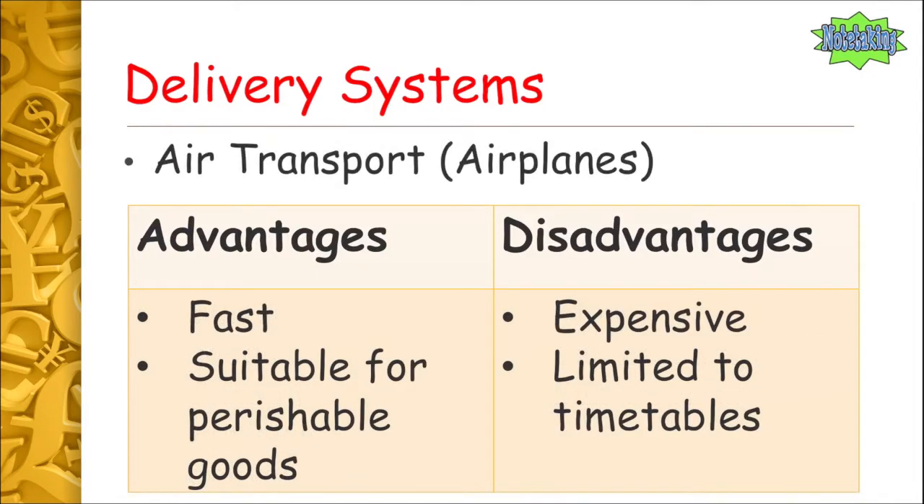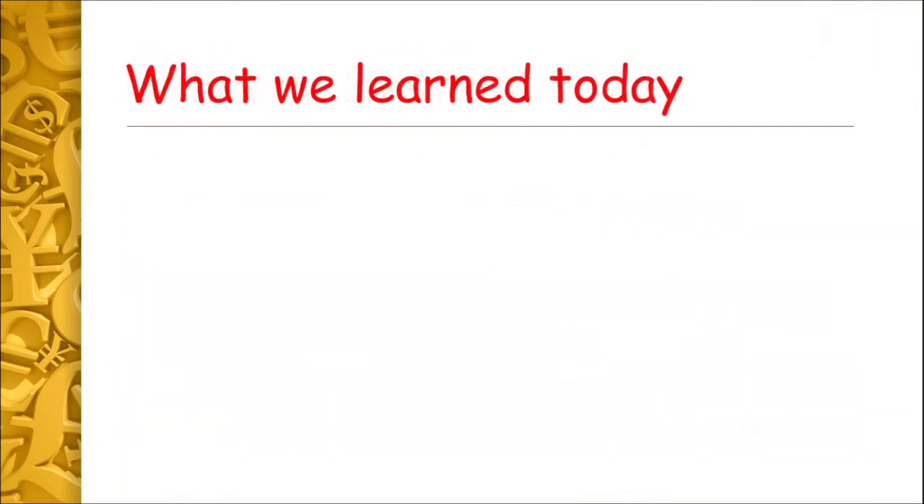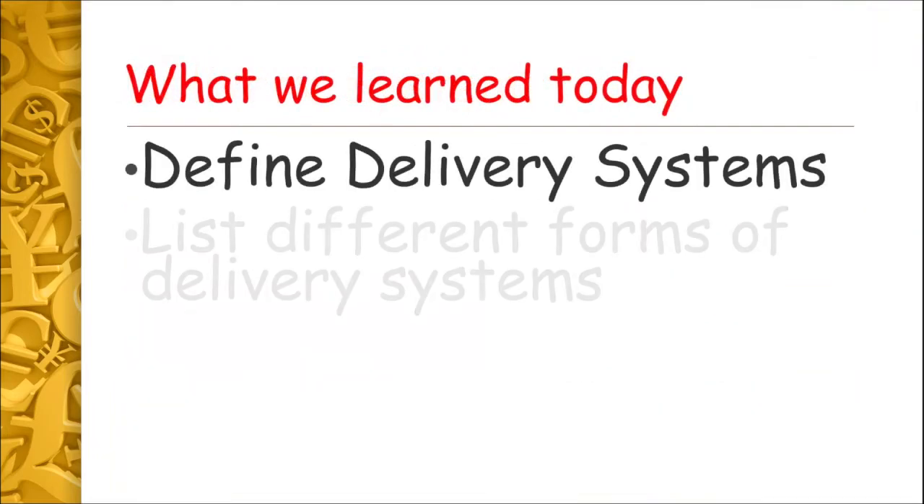And finally, air transport then, which are airplanes. Well, the advantage is it's fast. You can fly anywhere around the world in a reasonably short period of time, which makes it great for perishable goods. What do you mean by perishable goods? These are goods that can go out of date. So, for example, fruit would be a great example of goods that are transported by air. The disadvantage is, though, that it's expensive, and they're also limited to timetables as well. As planes don't fly randomly, they fly at fixed times.